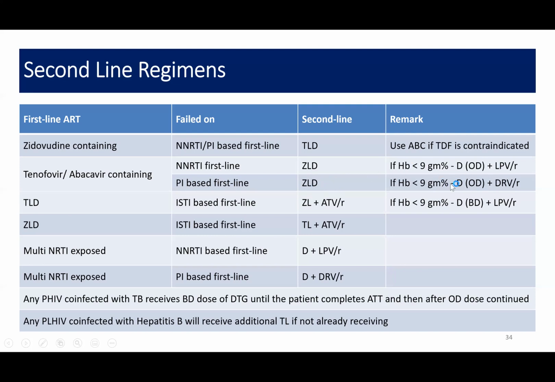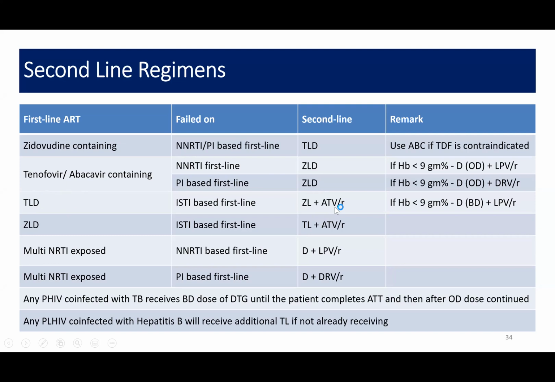So this is the main difference. That is why it is important to note what was given in the first line. Based on that, the second line is formed. Now, when we are starting TLD as first line itself, and this will continue as and when NACO sends the OM regarding this, we are hoping that for a long period of time, these patients will not fail on ART. But if they do fail, the second line for them becomes ZL plus atazanavir, ritonavir.